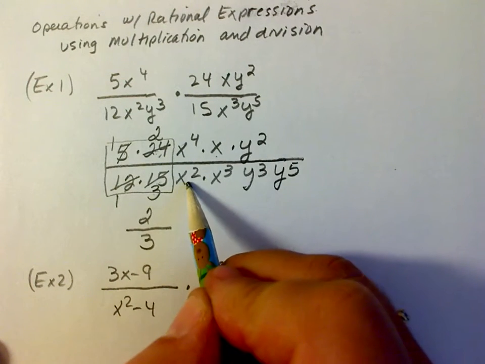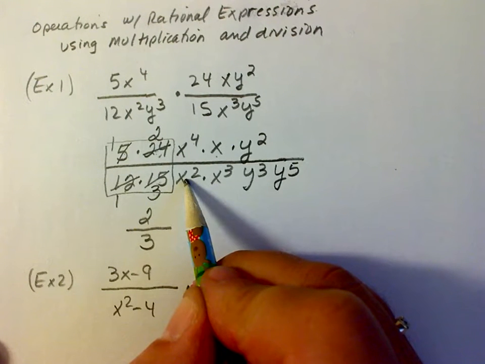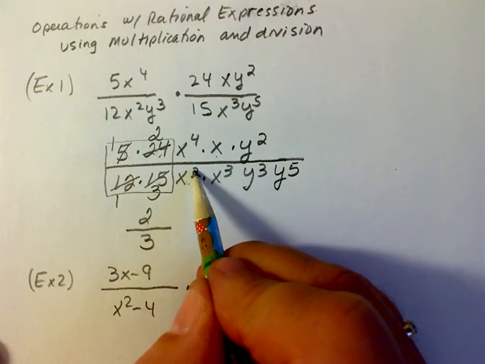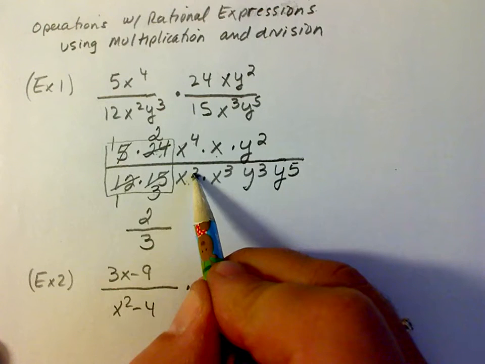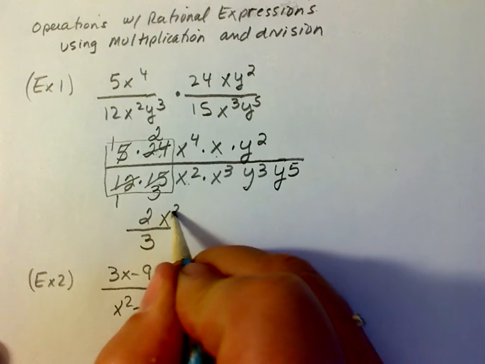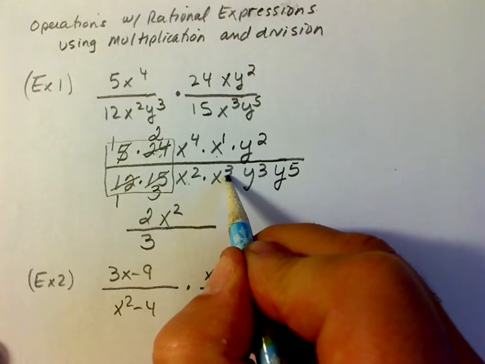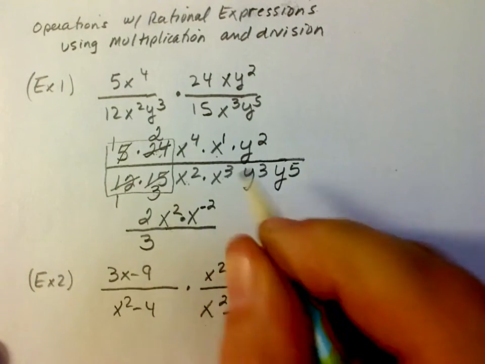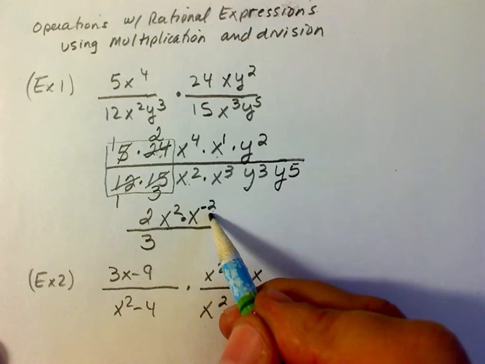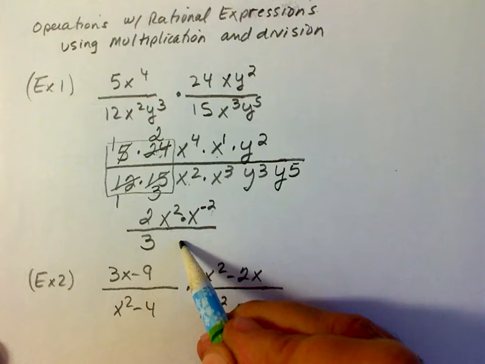Now we're going to reduce each variable. Here, again, we're using our rules for exponents as previously learned. Here we're going to subtract our exponents. x to the 4th minus 2 is x squared. x to the 1st power minus 3 is x to the negative 2. This has a negative exponent, and we did learn that if you have a negative exponent, we can make it positive by placing it in the denominator.